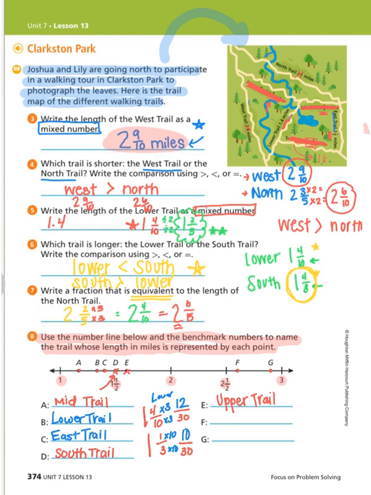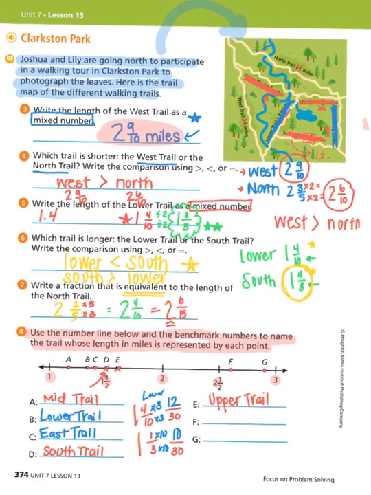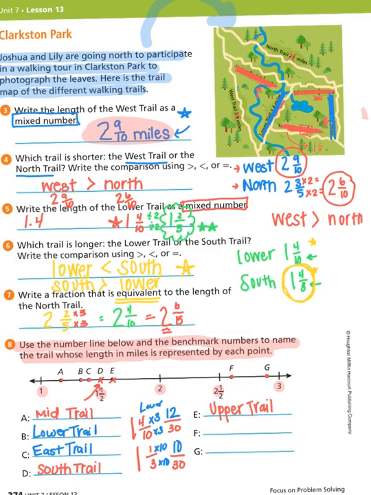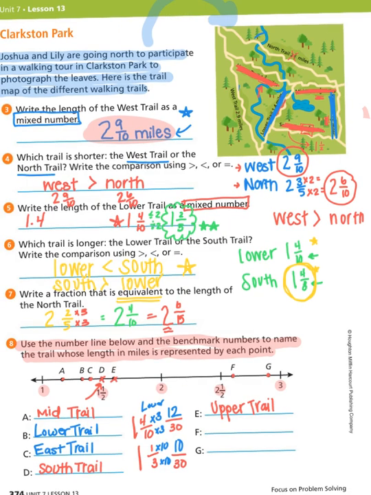All right, so we've got the east trail that's gone, the lower trail. The only thing we need to figure out now is what F and G are. So let's look at F and G, and let's erase my marks here. So the west trail is 2 and 9/10. The north trail is 2 and 3/5.